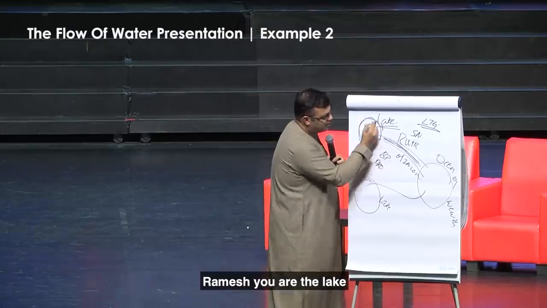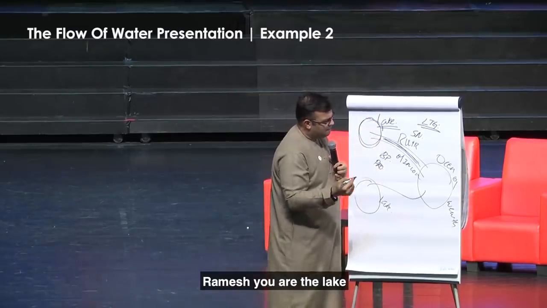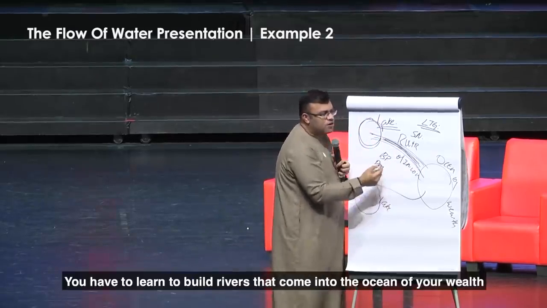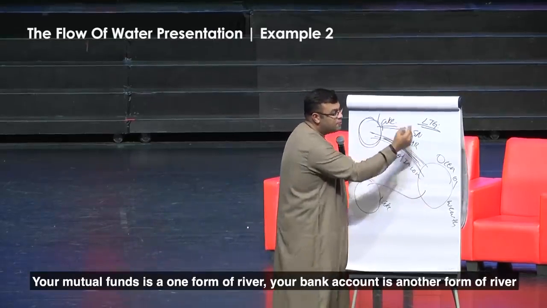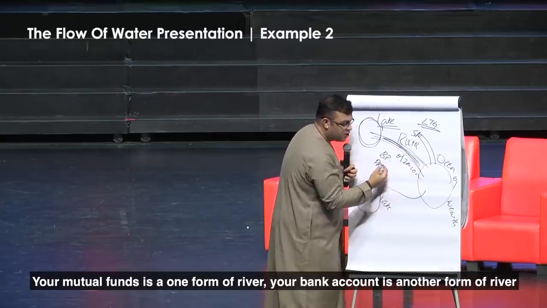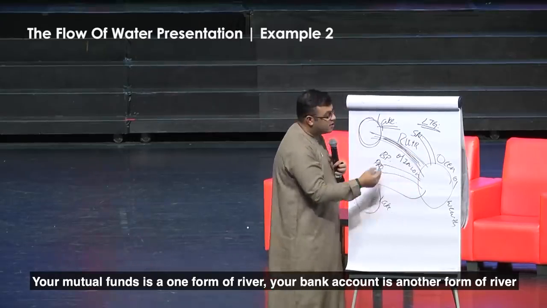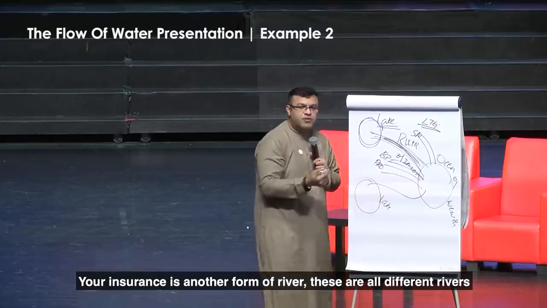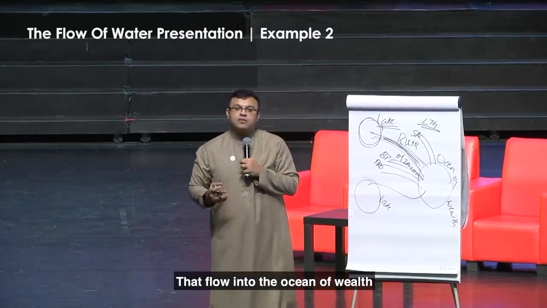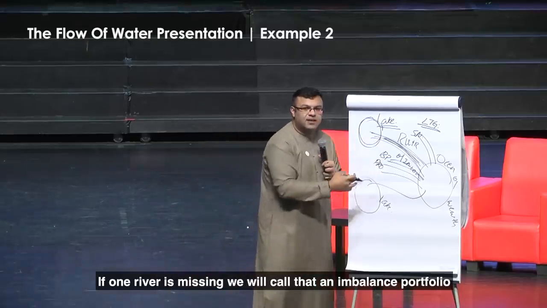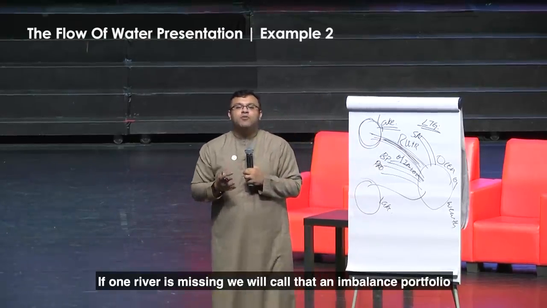Ramesh, you are the lake. You have to learn to build rivers that come into the ocean of your wealth. Your mutual funds is one form of river. Your bank account is another form of river. Your insurance is another form of river. These are all different rivers that flow into the ocean of wealth. If one river is missing, we will call that an imbalanced portfolio.